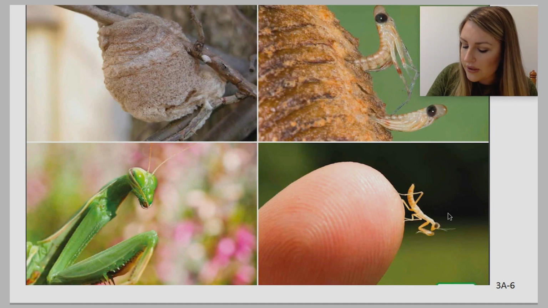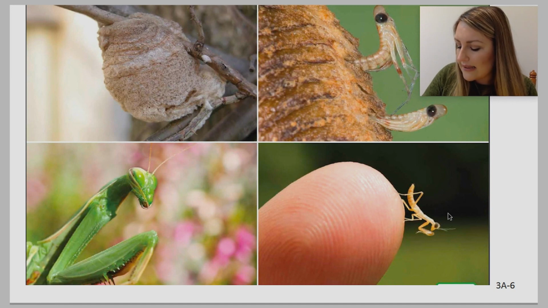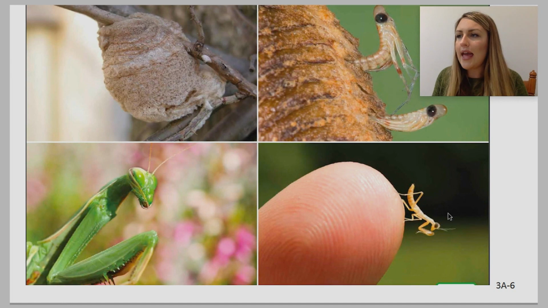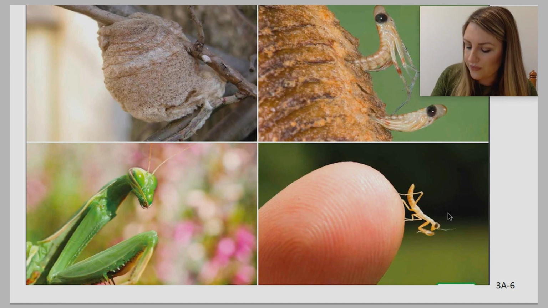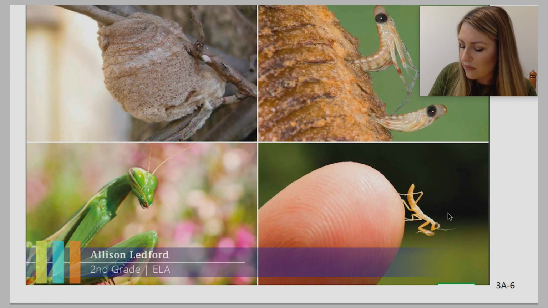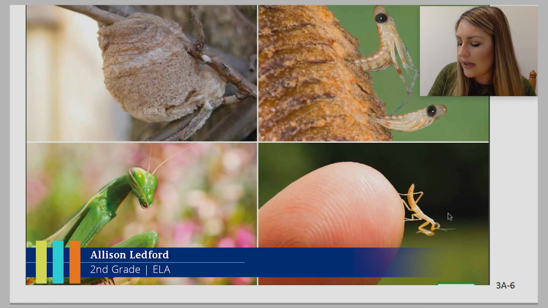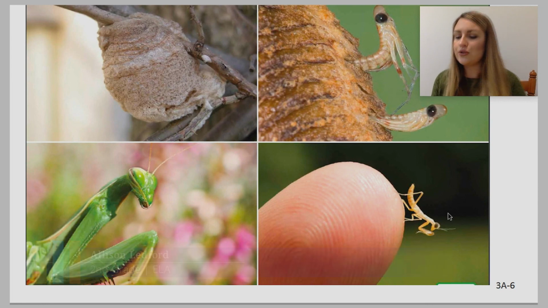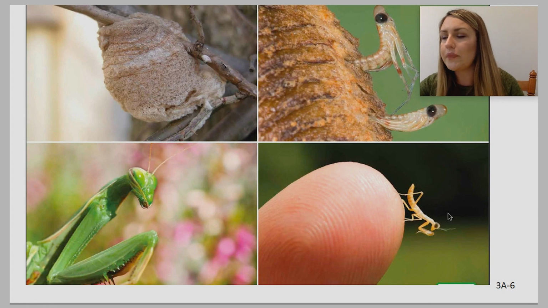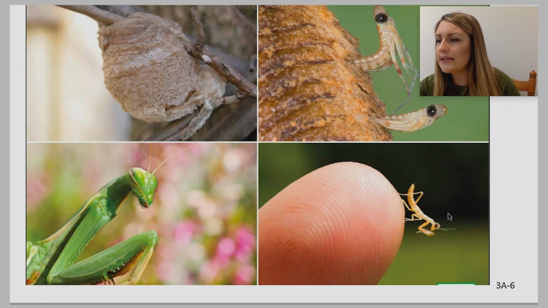Okay, grasshoppers, crickets, and cockroaches. Whichever insect you're most interested in. Okay, and of course, the praying mantis.